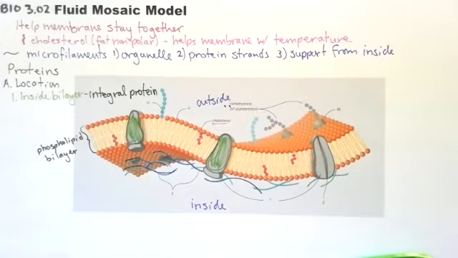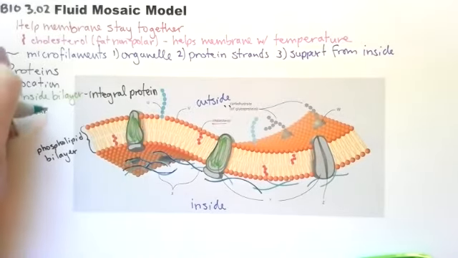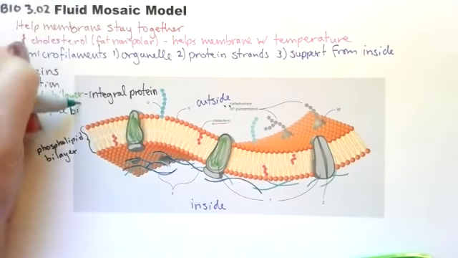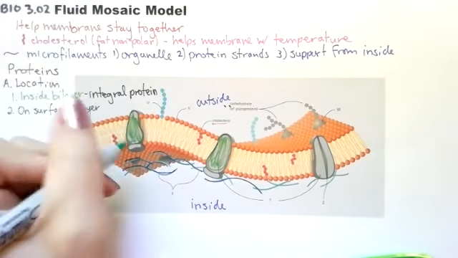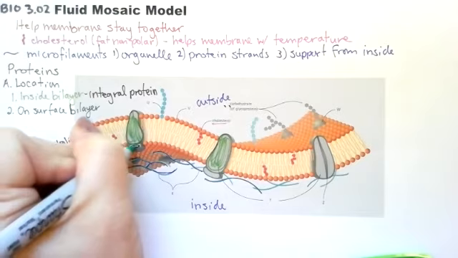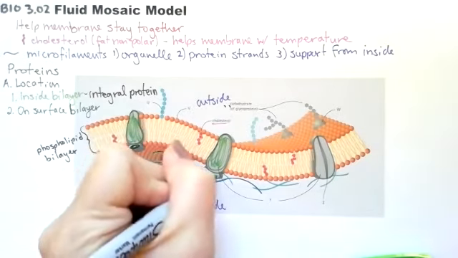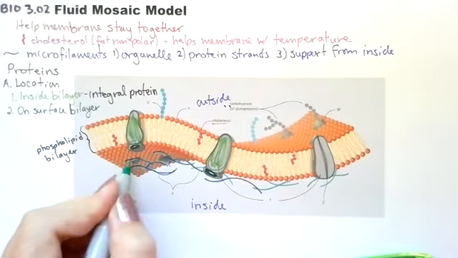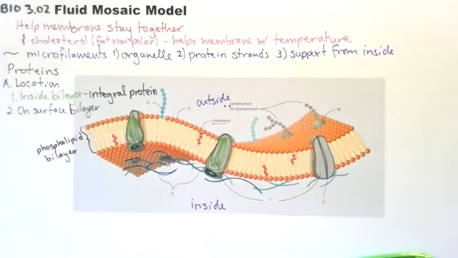They can also be found on top of the bilayer or on the surface of the bilayer. An example would be here. So these guys, they're attached to another protein, but they're found on the surface. So you see here, here. If they're found on the surface, they're called a peripheral protein.